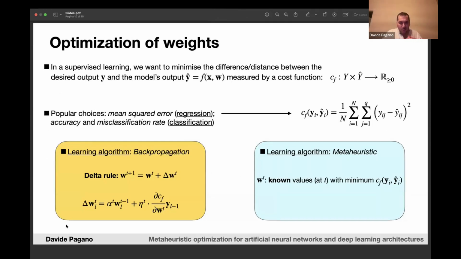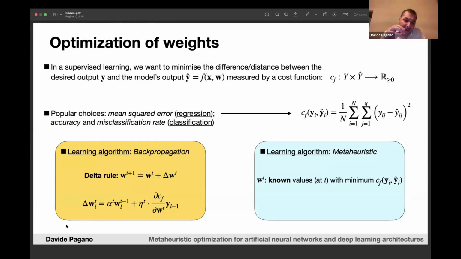Talking about the optimization of the weights in a supervised learning approach, what we want to do is to minimize the difference between the output that we would like to get from the network and the actual output of the network. And this difference, this distance between what we want and what we get, is measured by what we call a cost function. In case of classification problems, this function could be cross entropy, accuracy, misclassification rate, and so on. In case of regression, it could be squared error loss, mean squared error, and so on.